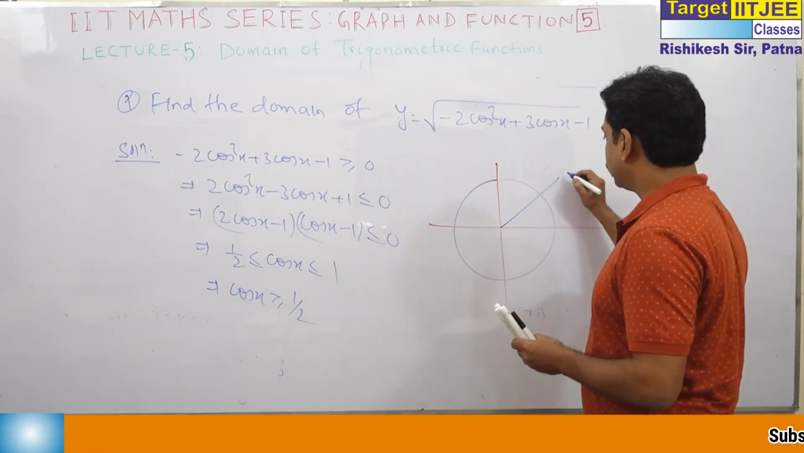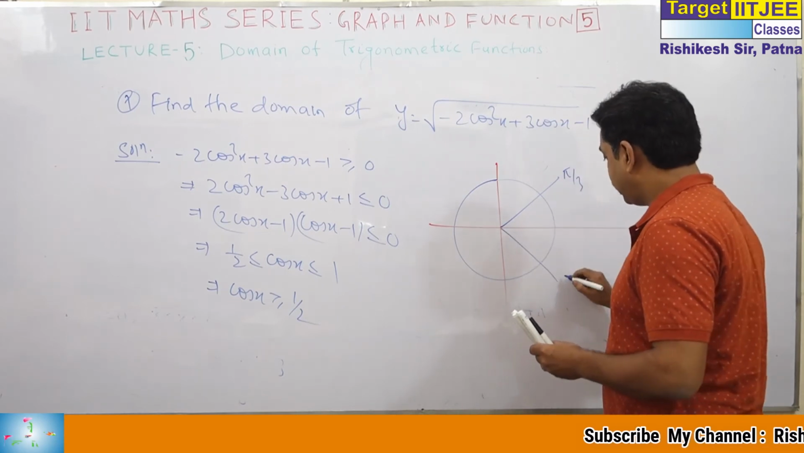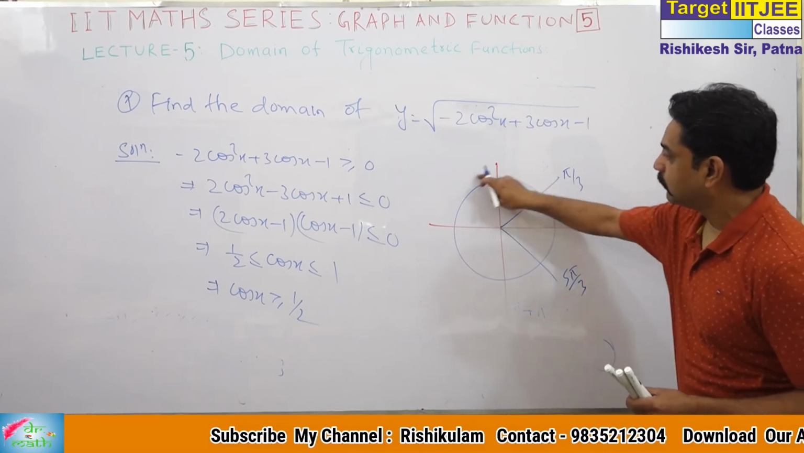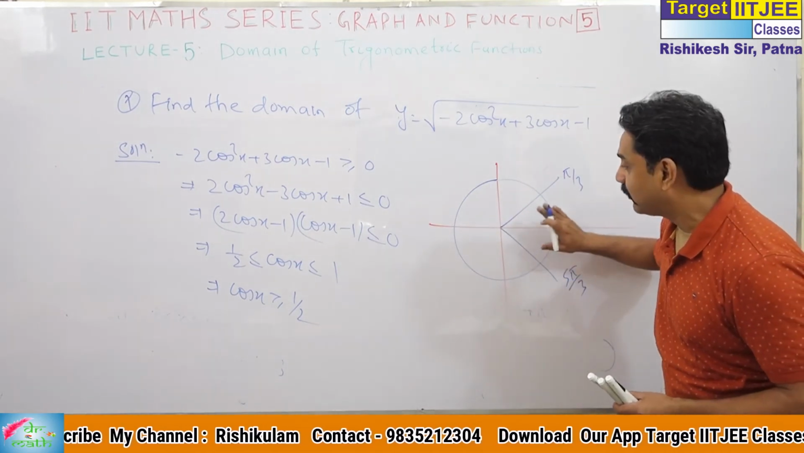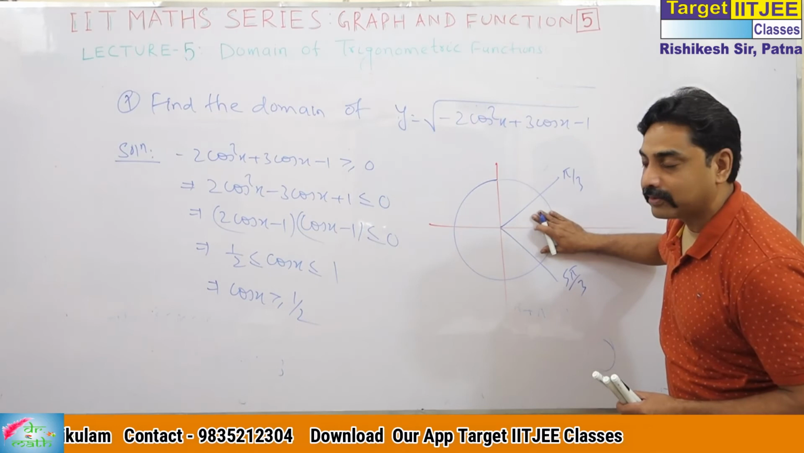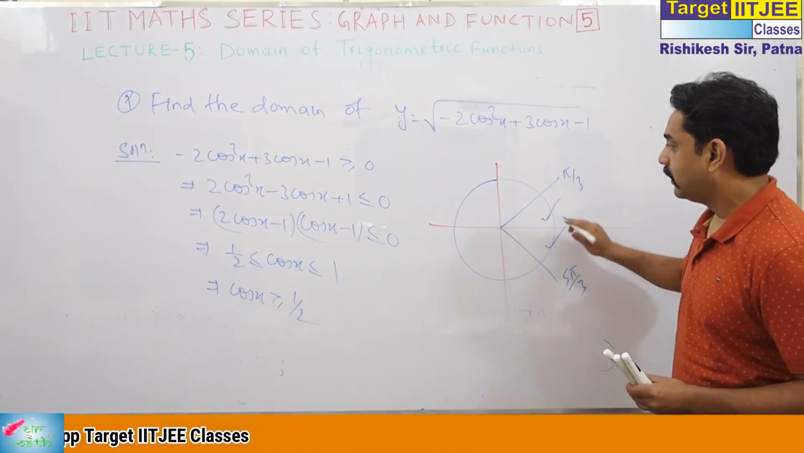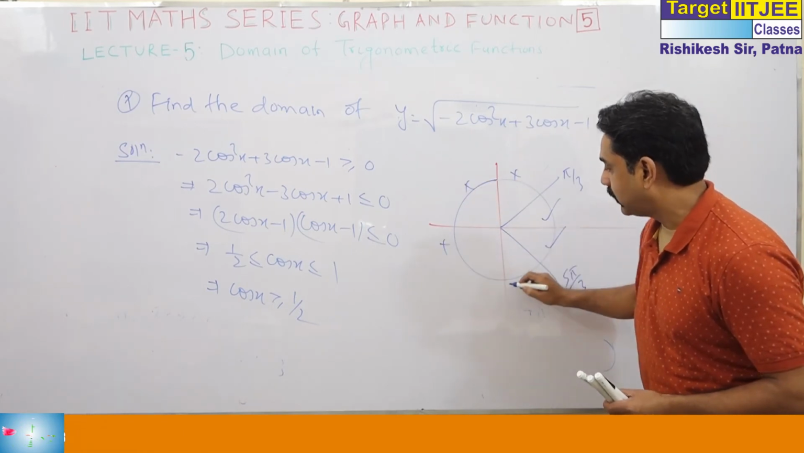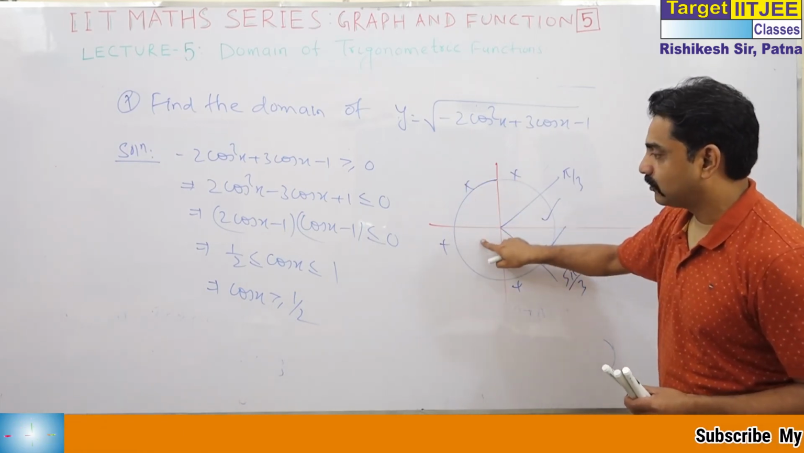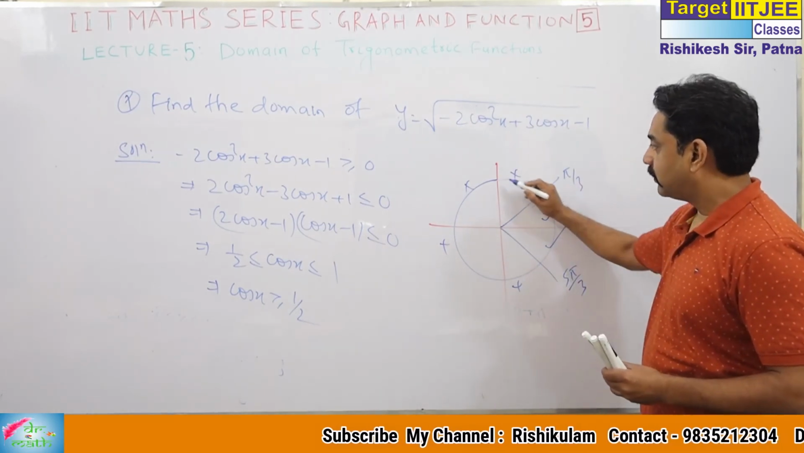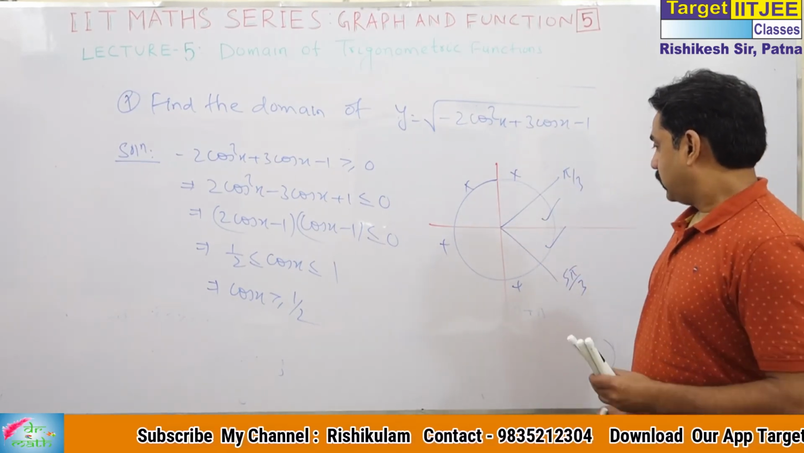The value of cos x is 1 by 2 at pi by 3 and 5 pi by 3. Either this portion will be correct or this portion will be correct. Normally we do it this way for sine and cos. This will be correct because cos 0 is 1. This will not be correct. Here cos is negative, so it cannot be greater than 1 by 2. And from here cos is 1 by 2 to 1, so this is the portion.